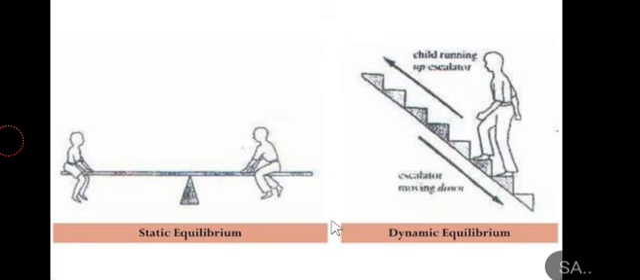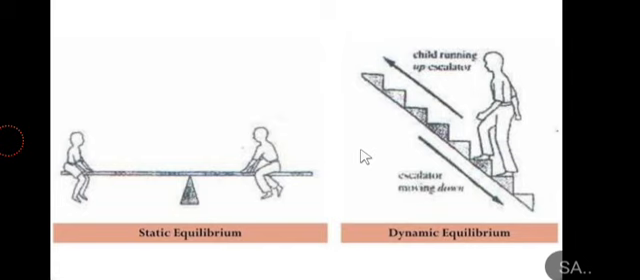I just added another example for your understanding, to clarify your concept of static and dynamic equilibrium. Here you can see on the seesaw, both children are balancing each other, and there is no movement. So this is static equilibrium. This is the physical condition again.